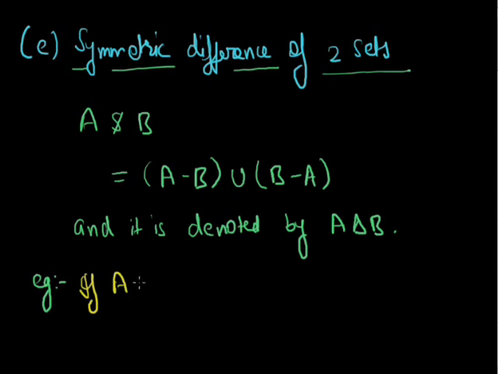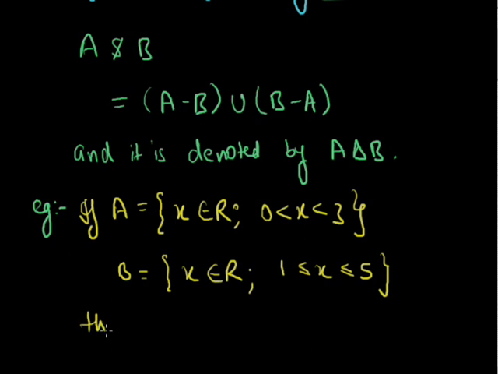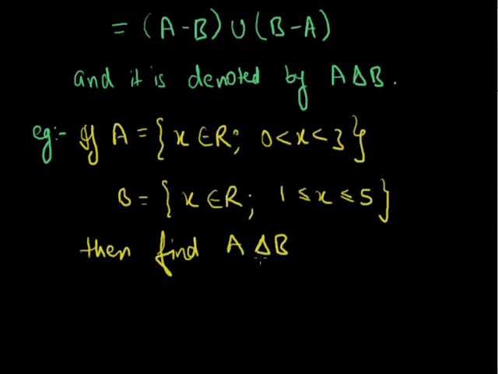If A is equal to {x belongs to R and x is between 0 to 3}. So this is the set A which is defined, and accordingly we'll take the other set B and define it as {x belongs to R and x is from 1 to 5}. So this is how we have defined sets A and B, and we need to find out A symmetric difference B. So we need to find out the symmetric difference of sets A and B. This is the sign which we generally use to denote the symmetric difference.